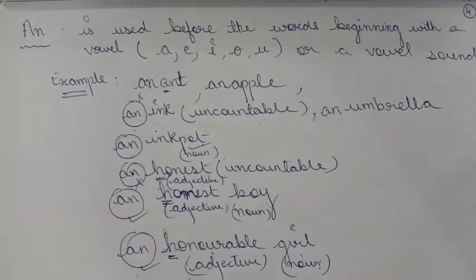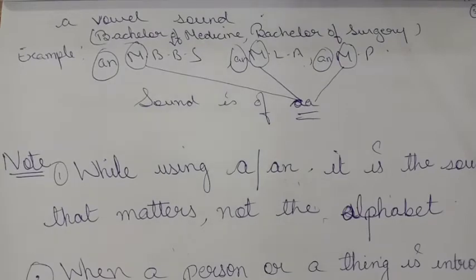So you use an before abbreviations also, if the alphabets begin with a vowel sound. Okay, when it begins with a vowel sound. Suppose the word is MBBS. This is an abbreviation: Bachelor of Medicine and Bachelor of Surgery. So you'll use an MBBS, an MLA, an MP. So my dear children, kindly note while using a or an, it is the sound that matters, not the alphabet. When a person or thing is introduced for the first time, we generally use indefinite articles, a or an, accordingly.